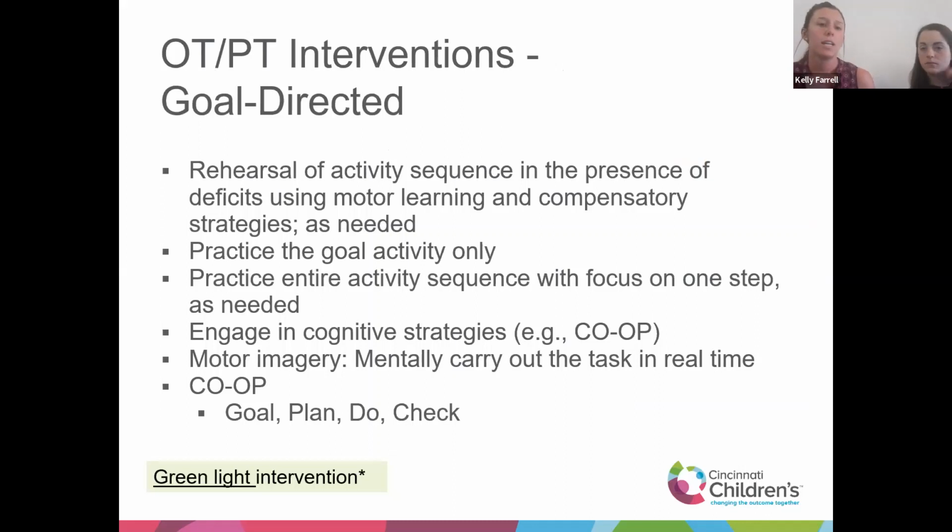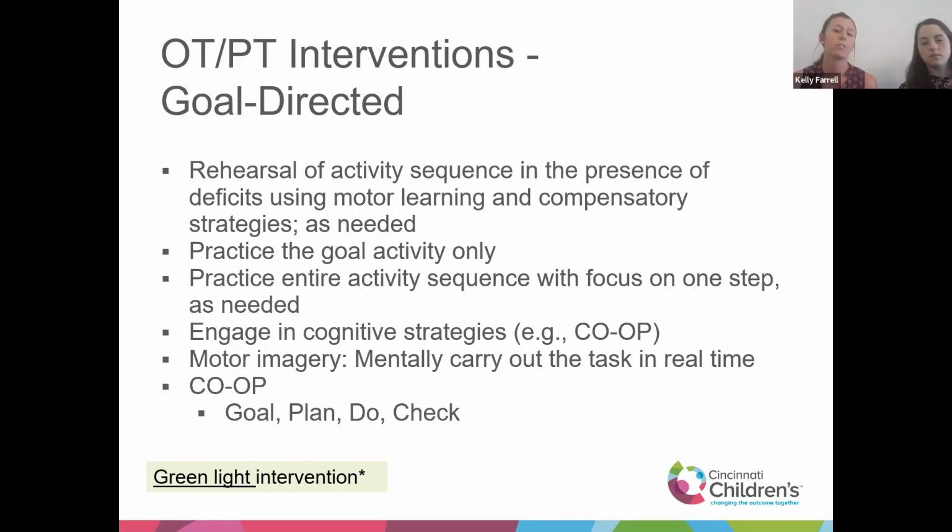And then the next one is goal-directed activities, and this is also a green light intervention. And I just love this because it is just practice, practice, practice. The point of coming to therapy is we're going to rehearse those activities, but they're specific to the goal.